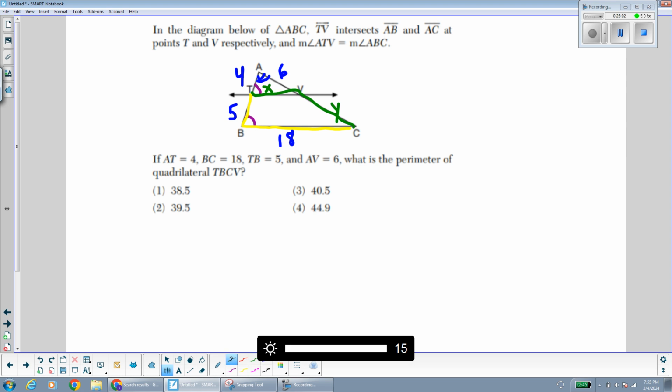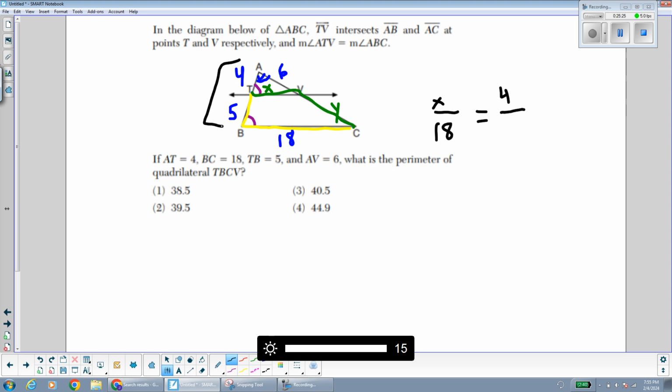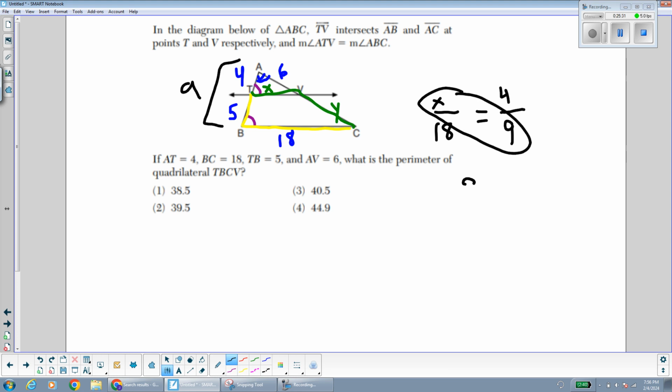So I'm going to set up proportions using the sides of the small and big triangles. So I want to find here x. And x is a side from the small triangle, and it corresponds to 18 from the big triangle. And another side from the small triangle is 4, and it corresponds to AB, the whole side from the big triangle, which is 9. So I'm going to cross multiply.